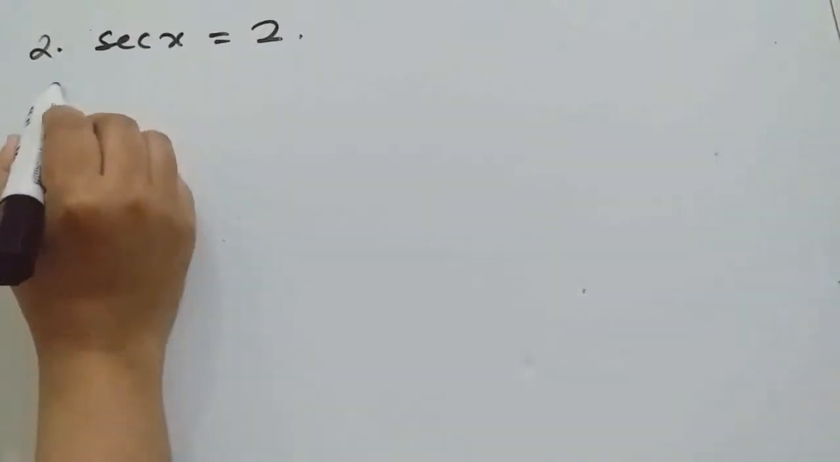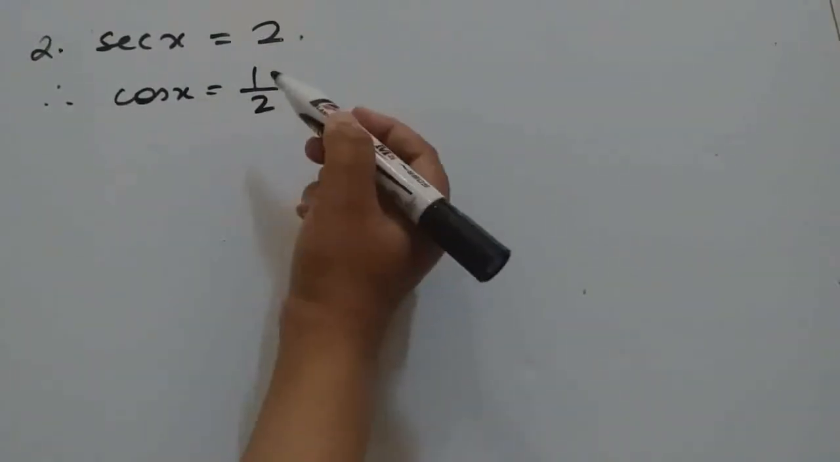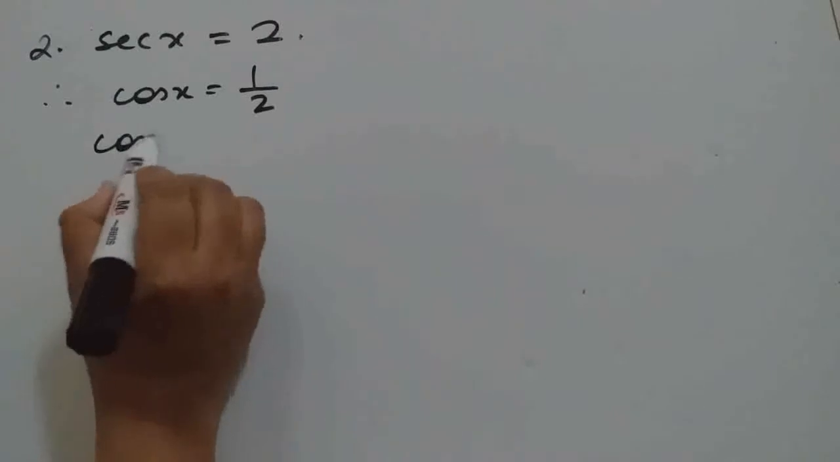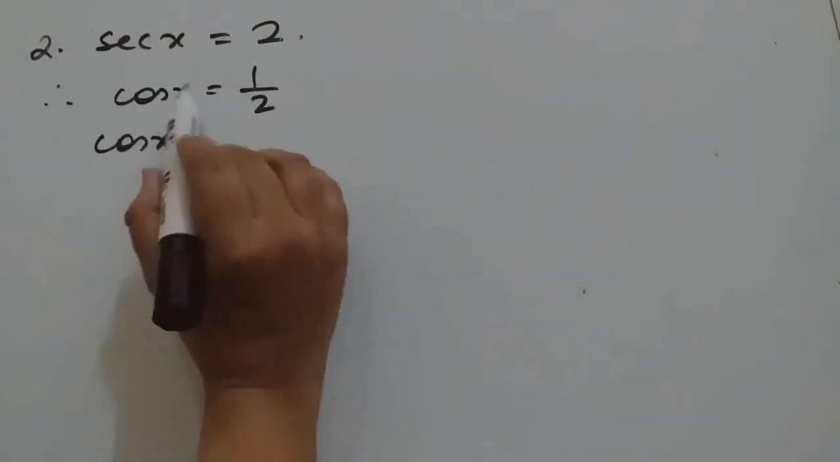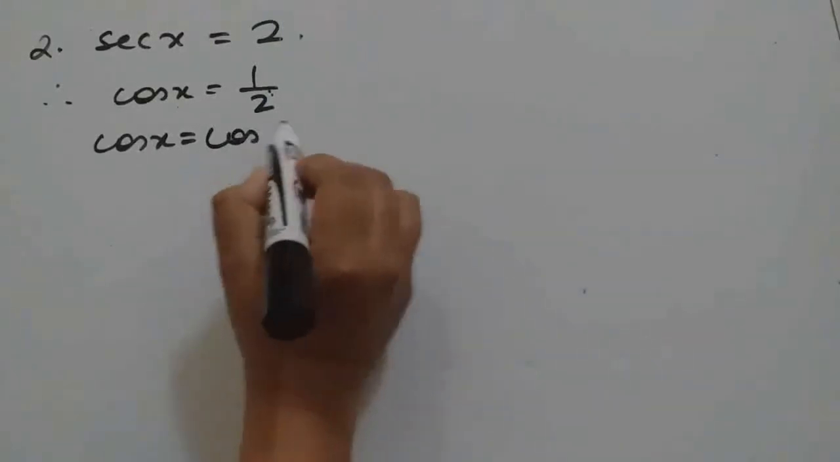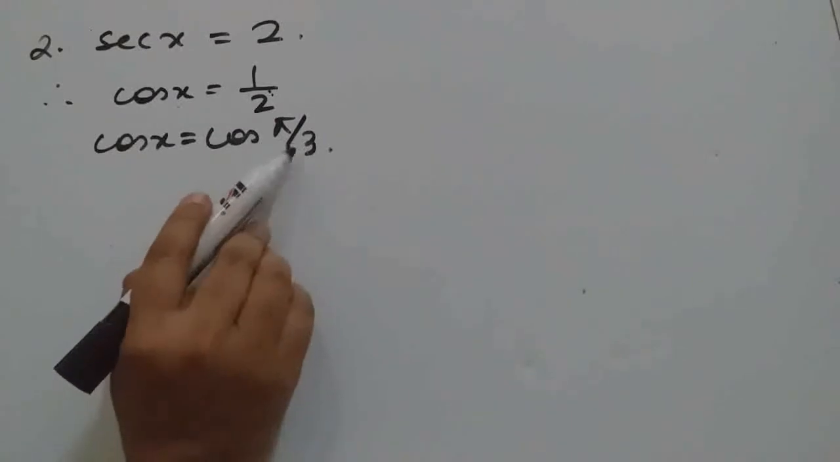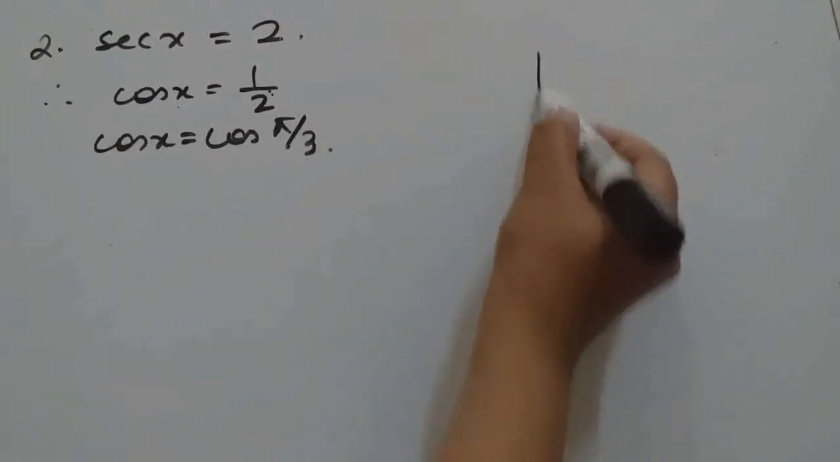Sec x equals 2. That means cos x is 1 by 2, the reciprocal of sec. But for what values of x is cos 1 by 2? That is cos 60, which is pi by 3. So one value of x is pi by 3. Now we have to check for the other value.